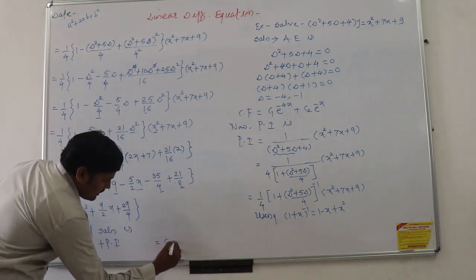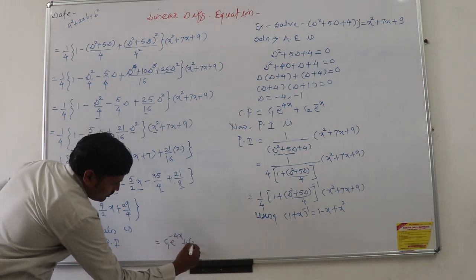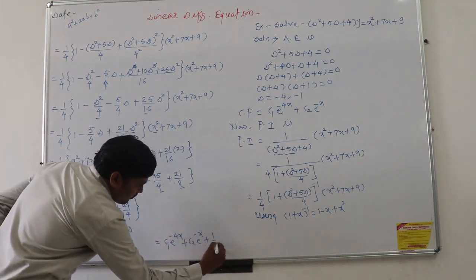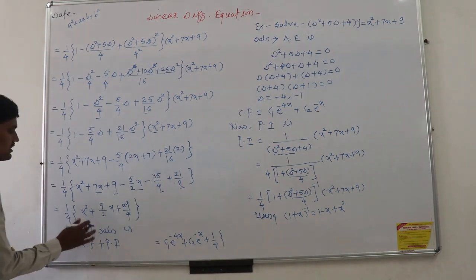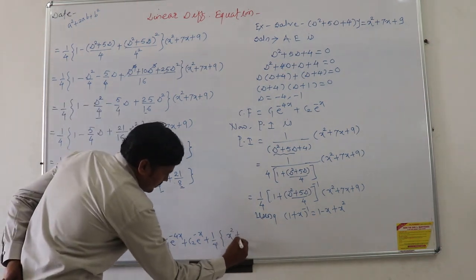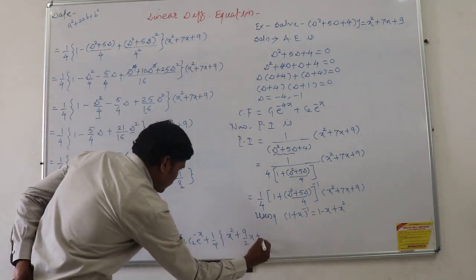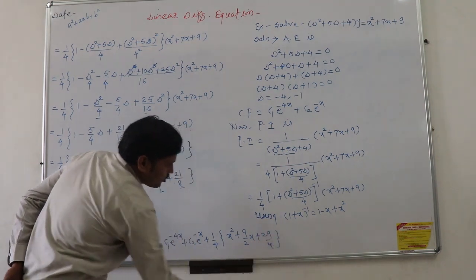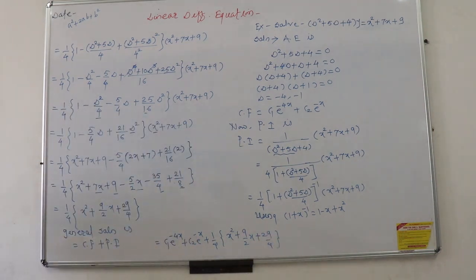That is c1 e raised to minus 4x plus c2 e raised to minus x plus 1 by 4 x square plus 9 by 2x plus 29 by 4. This is the final answer.